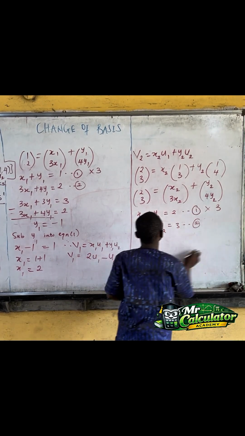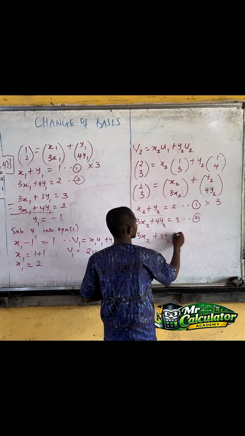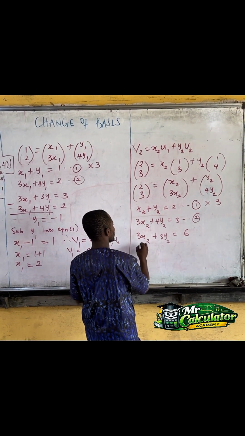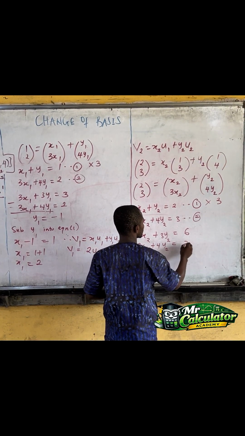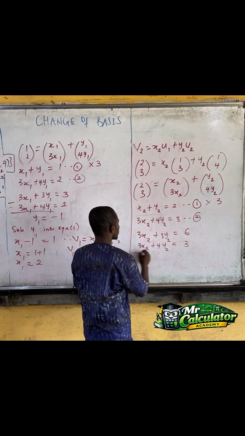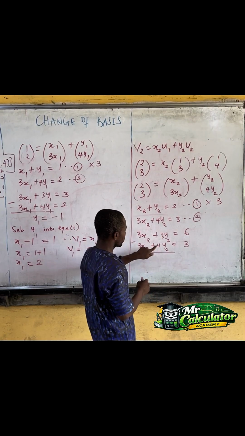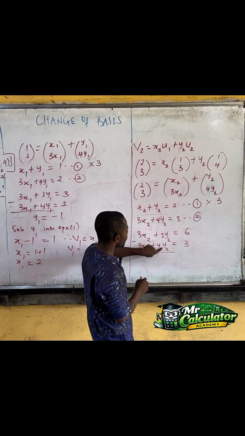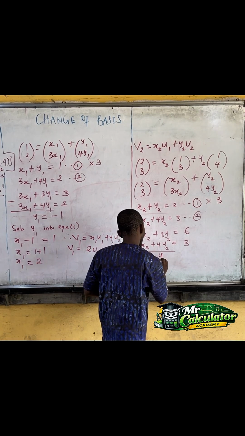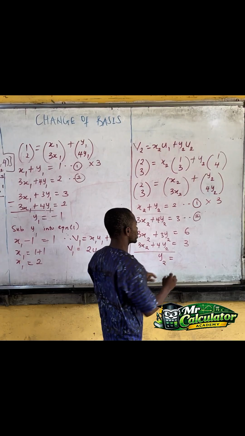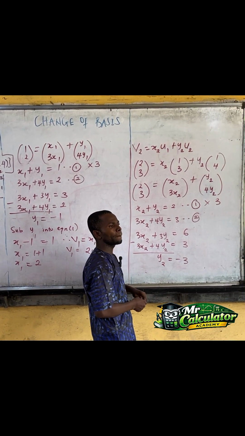From here now, I can solve it simultaneously. To eliminate X2, multiply equation 1 by 3. It will now be 3X2 plus 3Y2 equal to 3 times 2, 6. This one will now be 3X2 plus 4Y2 equal to 3. Now I want to eliminate X2, so I subtract: 3X2 minus 3X2, 0. 4Y2 minus 3Y2 is Y2, which means Y2 equal to 3 minus 6, minus 3. My Y2 is equal to minus 3.